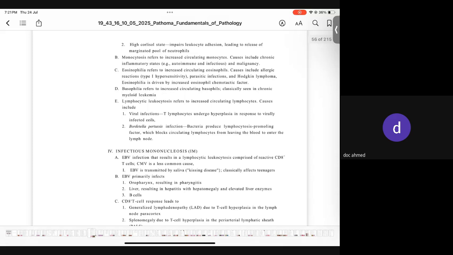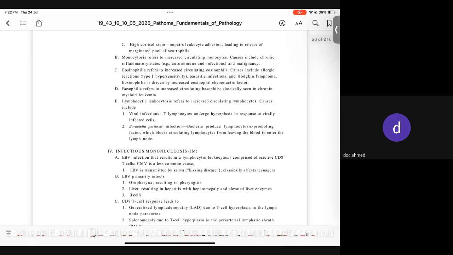Okay, so we have lymphocytic leukocytosis. What do we mean by lymphocytic leukocytosis? Whenever we have mostly increased lymphocytes. We discussed that viral and fungal infections need T cells there to clear them, right? We discussed that in our immunology. So whenever we have a viral infection or a fungal infection, it would lead to increased T lymphocytes. So we are going to be having lymphocytic leukocytosis.